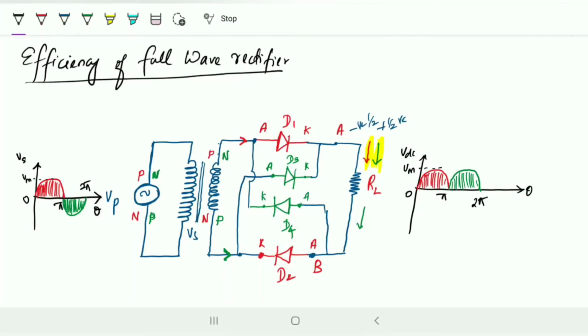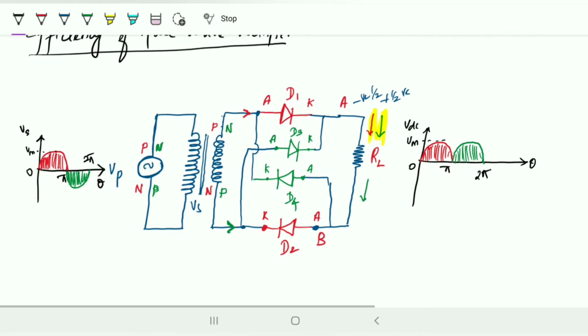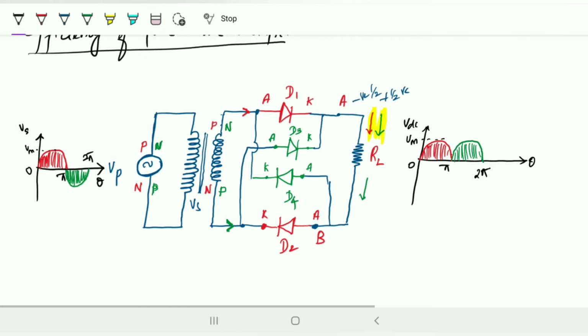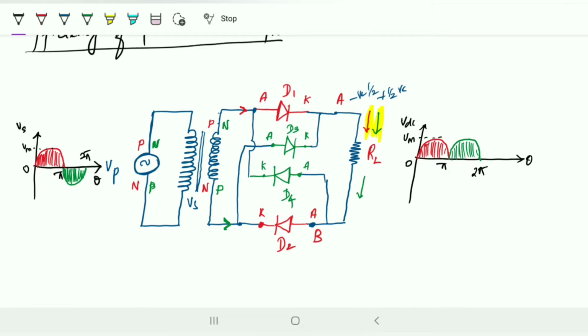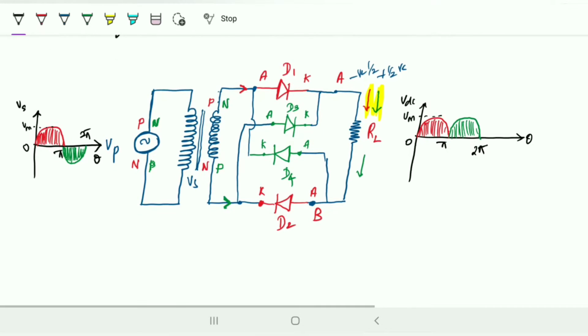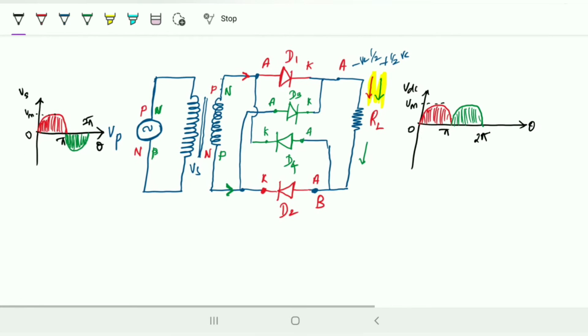Welcome back. In this lecture we will see how to calculate the efficiency of the full wave rectifier. I hope you understood how the full wave rectifier, both the center tapped and the bridge rectifier, works. Let us take this diagram, because the waveforms in both the center tapped and the bridge rectifier remain the same, so we don't have a big difference here.